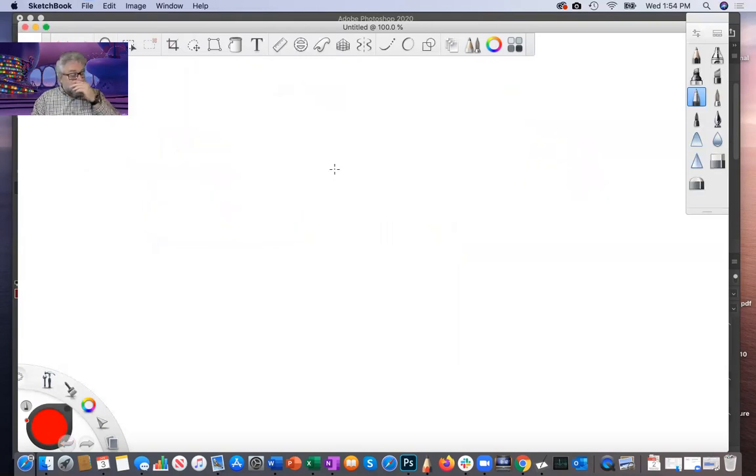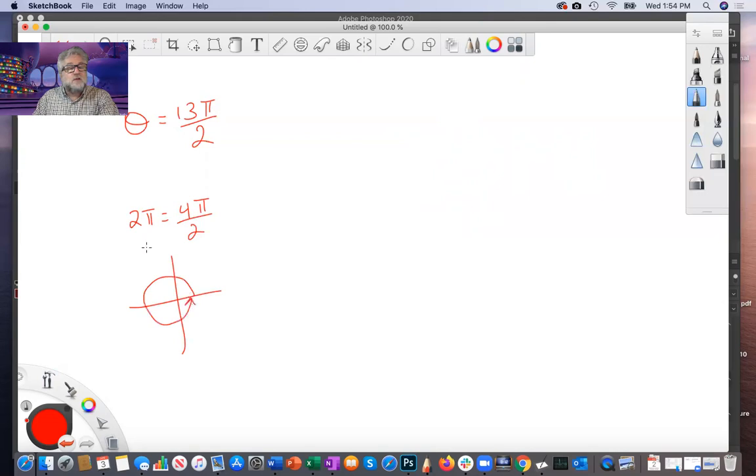Now, if we want to use the angle, let's say, 13 pi over 2. Well, that's a big angle, right? That's bigger than 2 pi, because 2 pi would be equivalent to 4 pi over 2. That would be all the way around. This is way more than 4 pi over 2. And so this is a whole bunch of times around the circle, and then you stop somewhere, and this is your final angle right here.